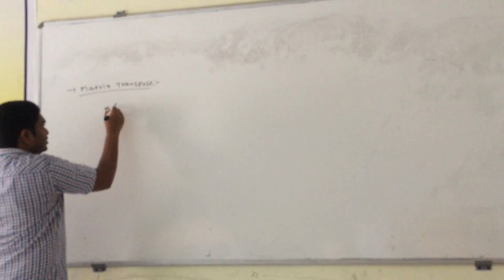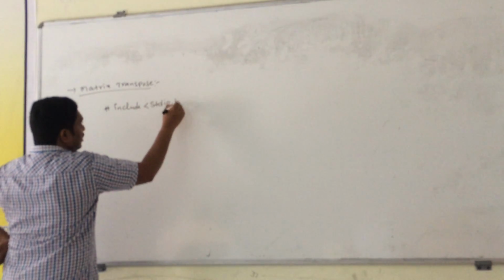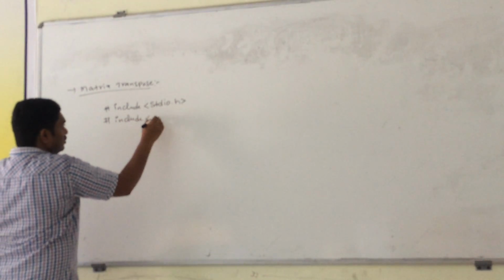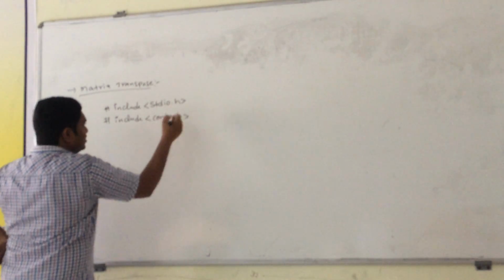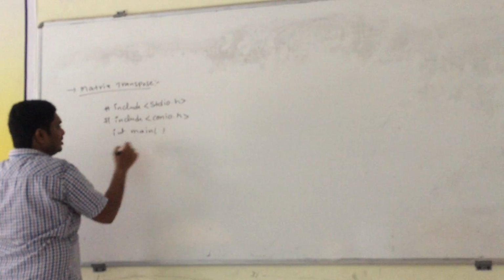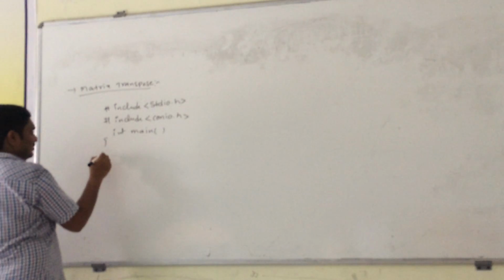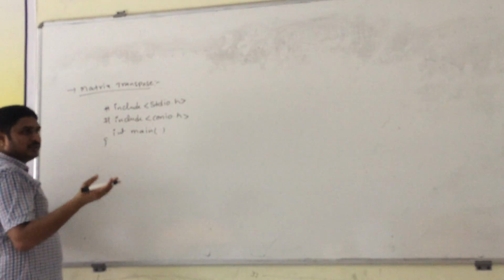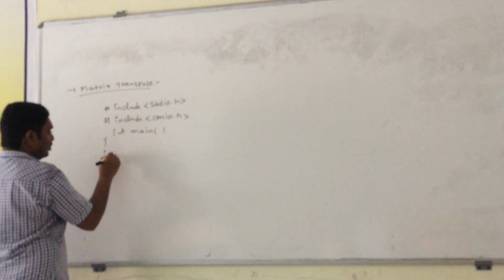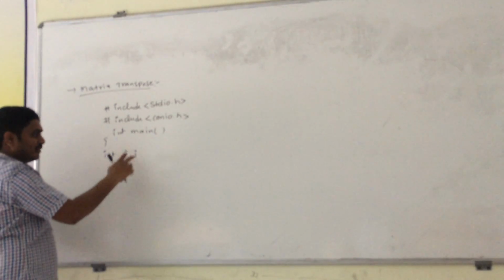First, hash include stdio.h, hash include conio.h, and int main. These are the common steps. After that, the declaration. The declaration is for taking the values, printing the results, and performing the transpose. We use 2 for loops. For this, I am taking 2 variables i comma j. These 2 are used for running the for loops.